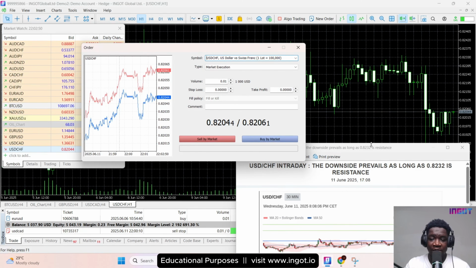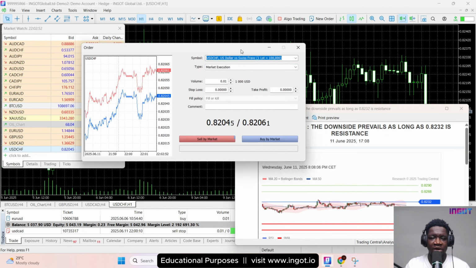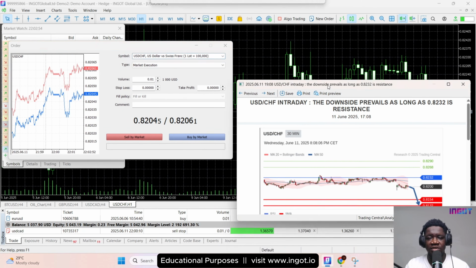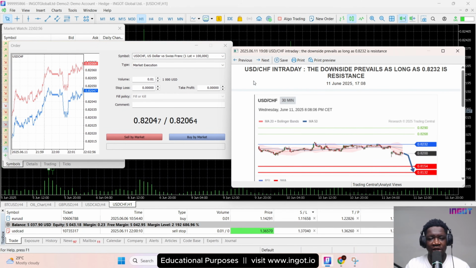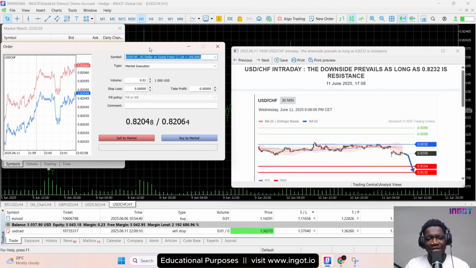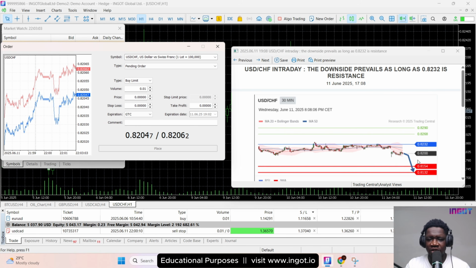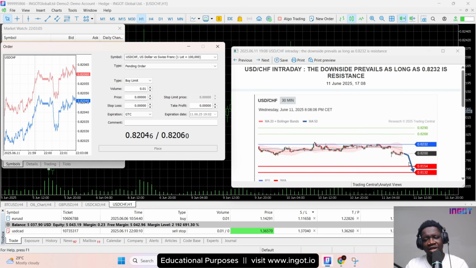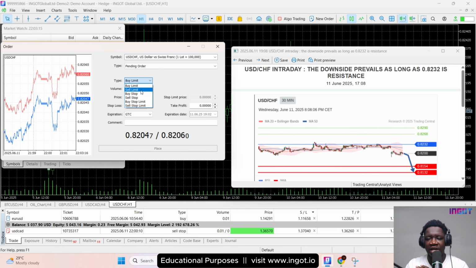Remember, we said the type of execution that we do with Ingot Brokers signals is pending order. So you come here, you select pending order. Now the trade, we're expecting it to go down. Buyers buy when they believe it will go up, sellers sell when they believe it will go down. So it's a sell order that you want to take. So you come here, you select sell. Remember, we are just looking at the four: buy limit, sell limit, buy stop, sell stop. So let's just select sell limit like this.